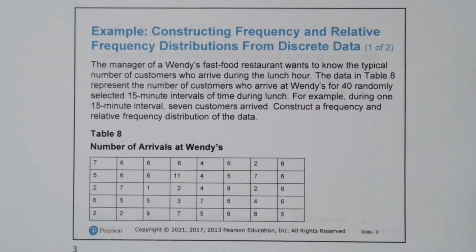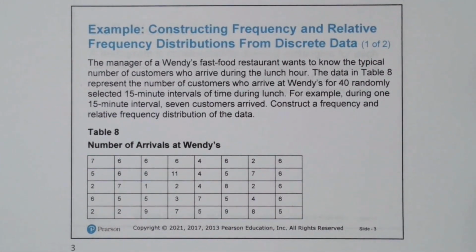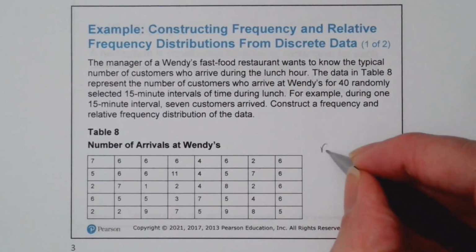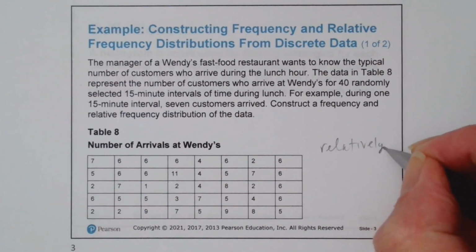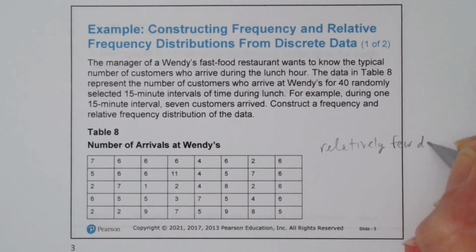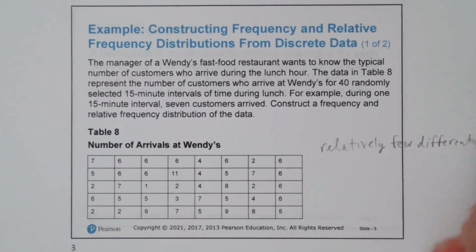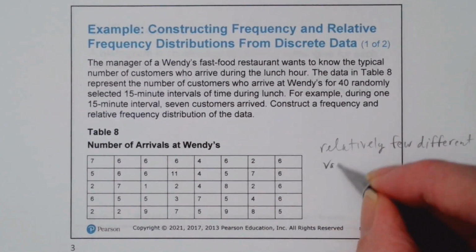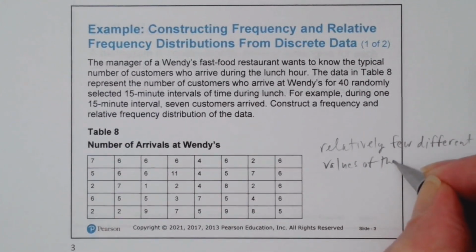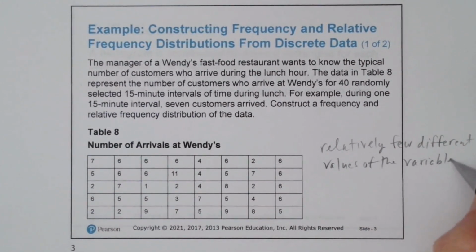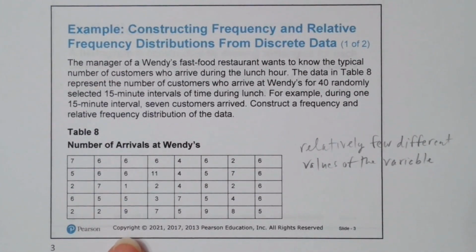And we'll look at an example of constructing a frequency and relative frequency distribution from discrete data. All right, so you can see here that we have relatively few different values of the variable. You can see that in our chart here. And let's go ahead and just look at this.